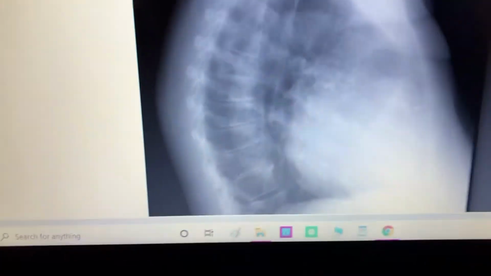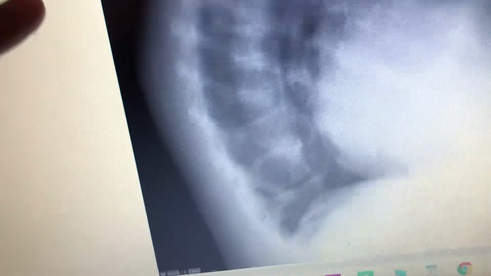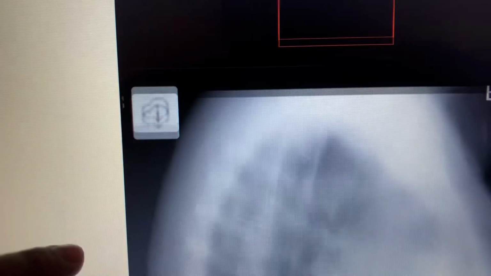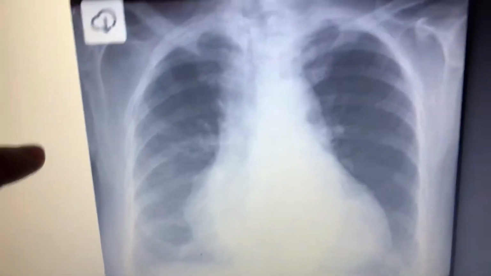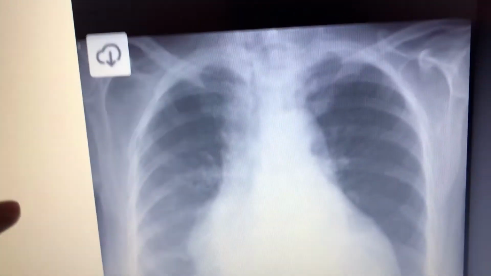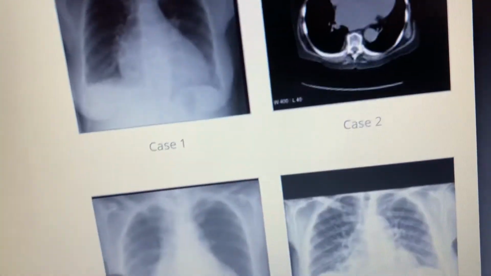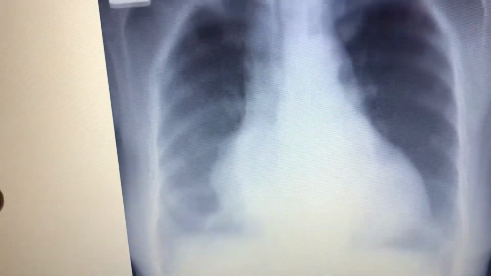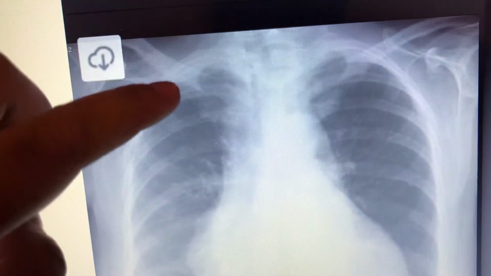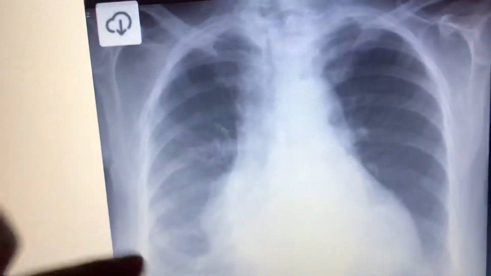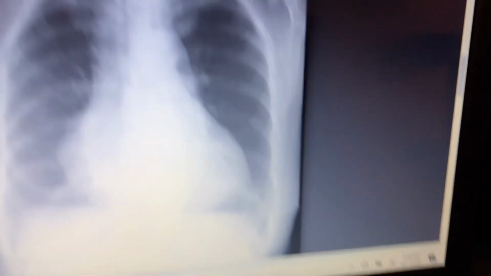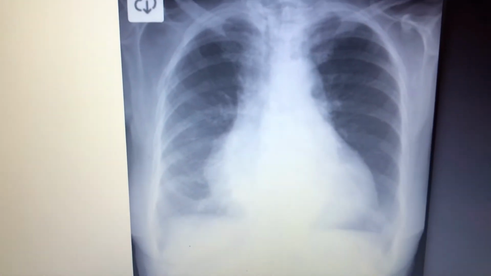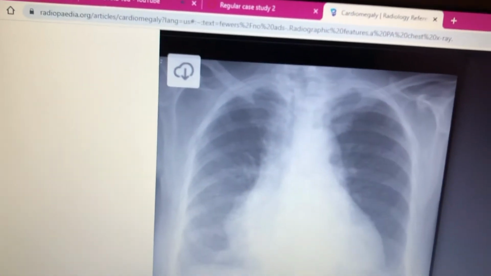And then for anatomy identification, you can see the thoracic vertebrae there, the ribs, you can see the costophrenic angles here, the hemidiaphragm. For the PA, you can see the sternoclavicular joints. You can see the heart is very enlarged. And the first rib, second, third, fourth, fifth, all the ribs there. That's that for anatomy identification.